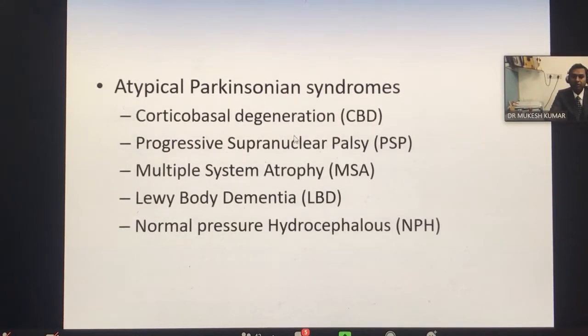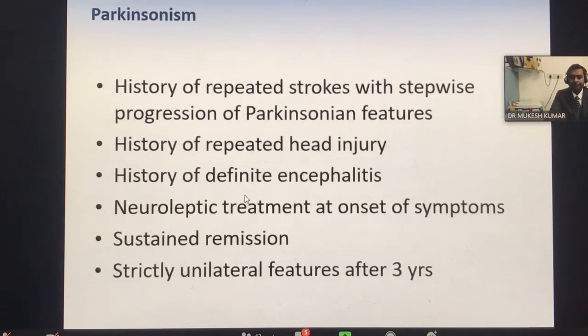Atypical Parkinson syndromes: corticobasal ganglionic degeneration, which is quite rare, in which one side gets a different type of alien limb phenomenon on the affected side. Progressive supranuclear palsy, in which eye movements become abnormal and there is frozen eye movement. Multiple system atrophy, which means urinary incontinence and postural hypotension. Lewy body dementia and normal pressure hydrocephalus. These are the atypical Parkinson's. Among them, only normal pressure hydrocephalus is treatable, the rest are non-treatable.